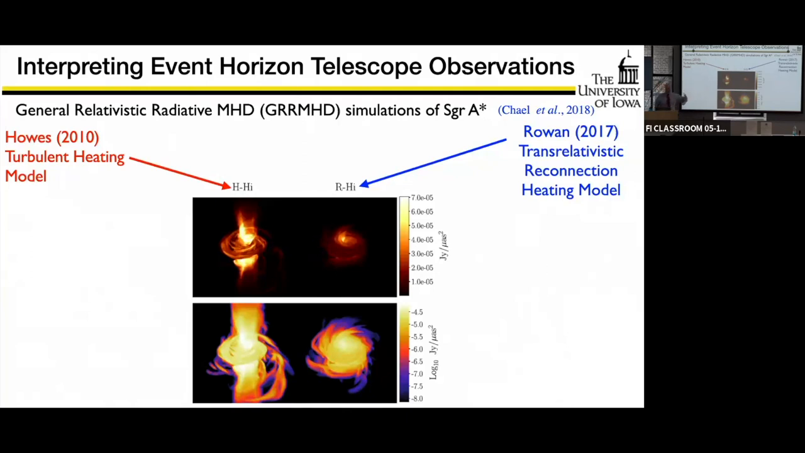On the left, in the turbulent system, the outflow along the axis really lights up bright, and in the reconnection simulation you just don't see that at all. So this really makes a huge difference. If we take something like an EHT observation and want to interpret what we're seeing, we really need to understand what kind of heating is going on there. So that's the big motivation.